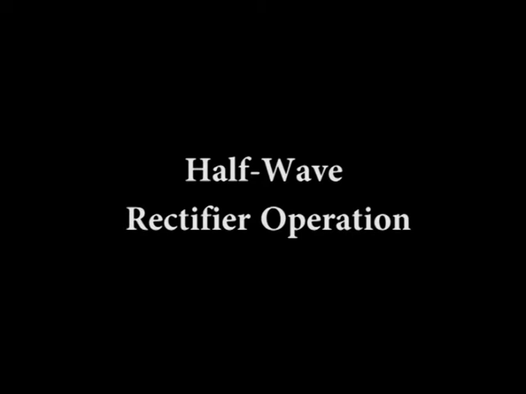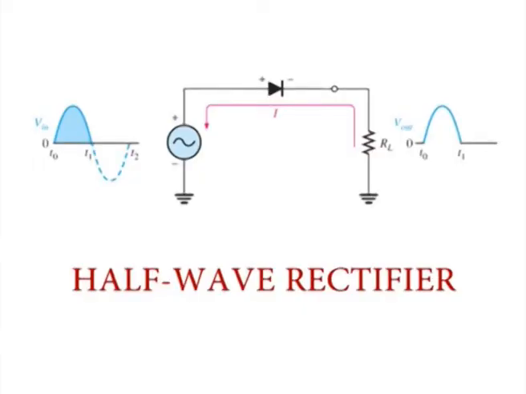Half wave rectifier operation. The figure here illustrates the process called half wave rectification. A diode is connected to an AC source and to a load resistor RL, forming a half wave rectifier. Keep in mind that all ground symbols represent the same point electrically. Let's examine what happens during one cycle of the input voltage using the ideal model for the diode.